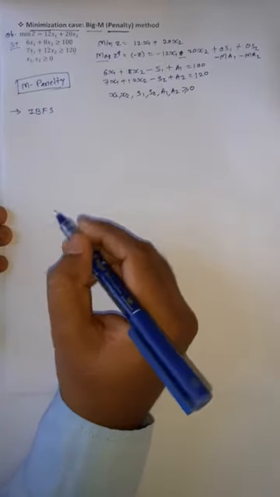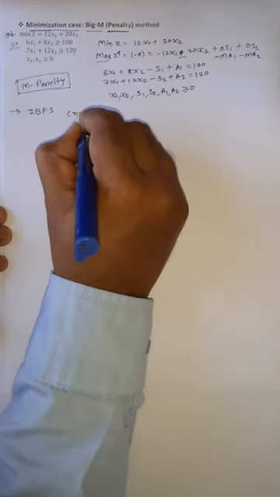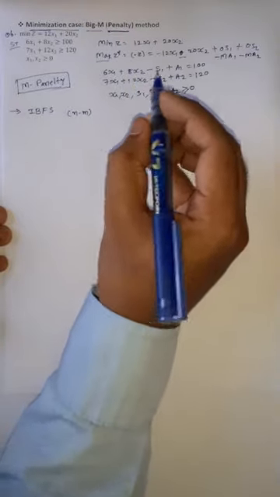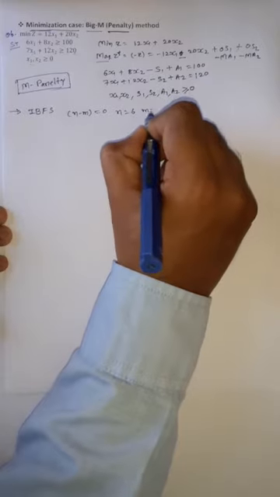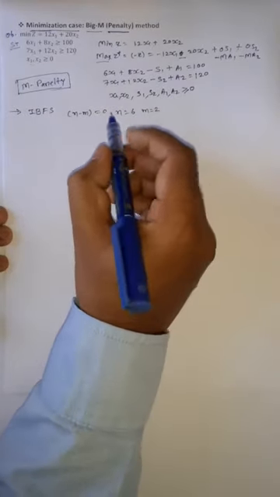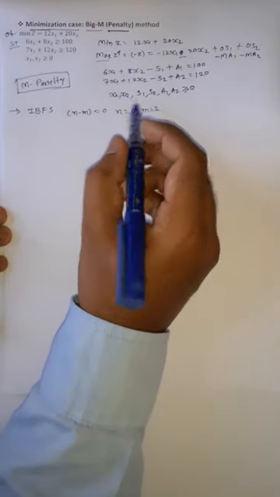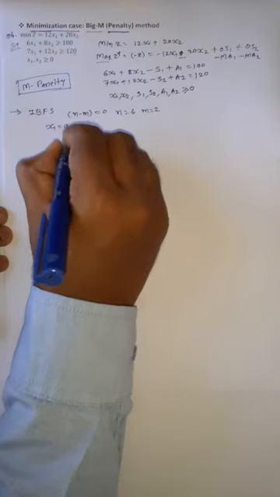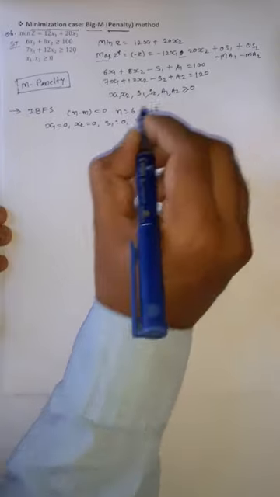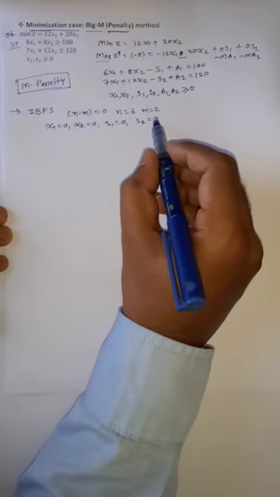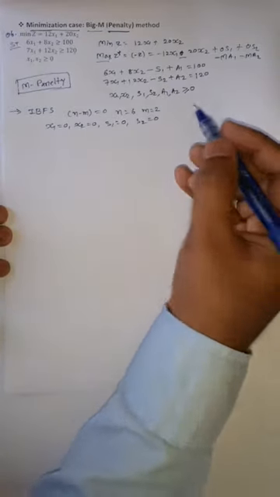feasible solution, in which we will substitute the number of n minus m variables equal to 0. So here n equals 6 in total and m equals 2. So we will put 0 for 4 variables. Here we will put x1 equal to 0, x2 equal to 0, s1 equal to 0 and s2 equal to 0.